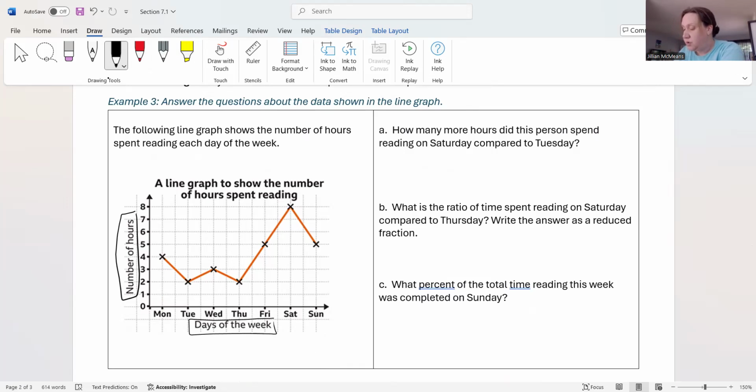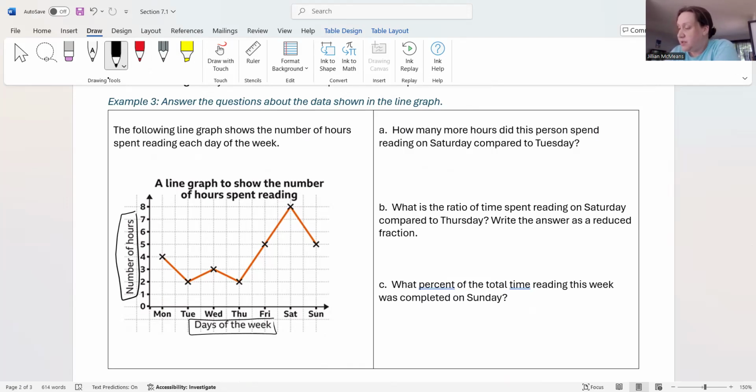You can see here that Monday, 4 hours were spent reading. Tuesday, 2 hours. Wednesday, 3 hours. Thursday, 2 hours. Friday, 5 hours. Saturday, 8 hours. And then 5 hours on Sunday. Okay, now we're looking at the questions.